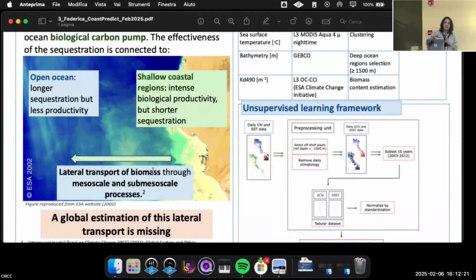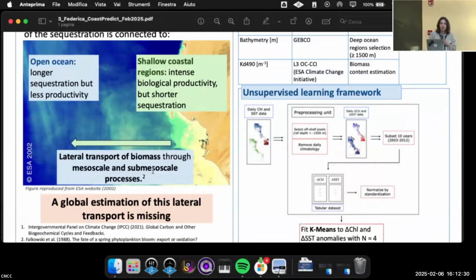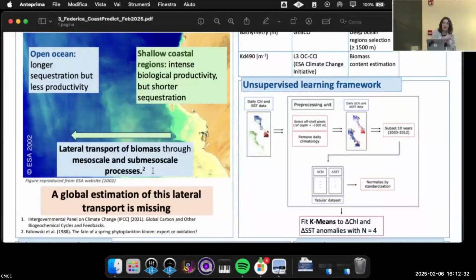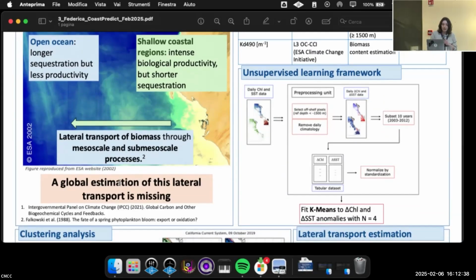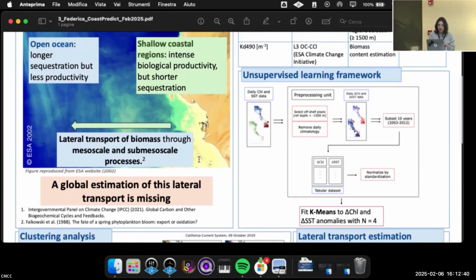So what if there's some sort of mechanism that laterally transports these highly productive shelf waters towards the open ocean? And this is exactly what we want to estimate: how much of this carbon is laterally transported through currents and through, let's say, these processes. And the global estimation of this transport is missing.